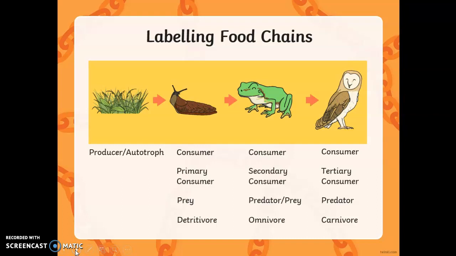The next animal in our food chain, again, is a consumer, and this time it's a tertiary consumer. It's a third consumer in this food chain, and it's the owl, and it's a predator, it's preying on the frog. And an owl is a carnivore because it eats other animals.